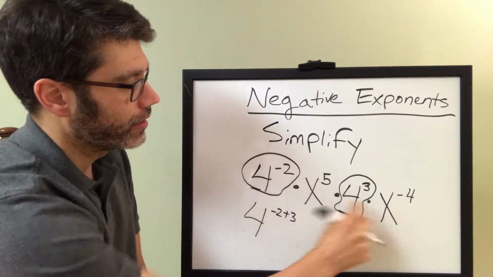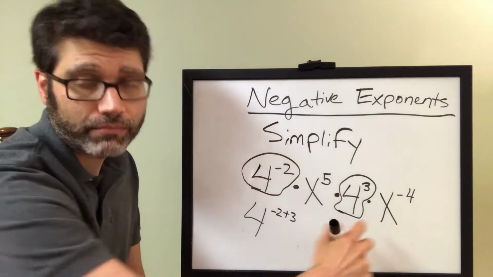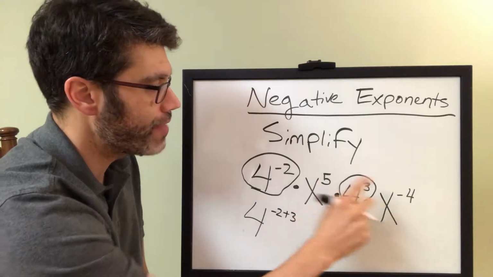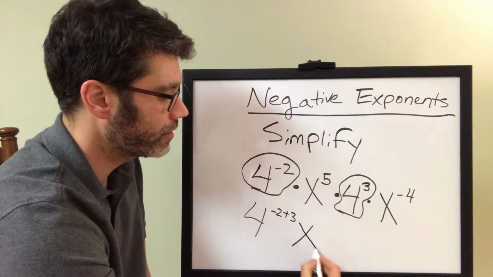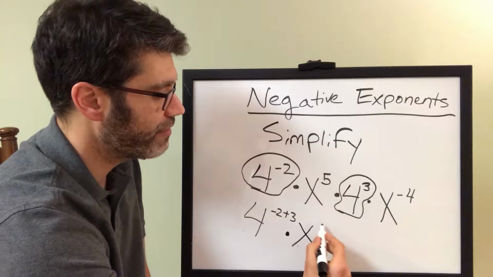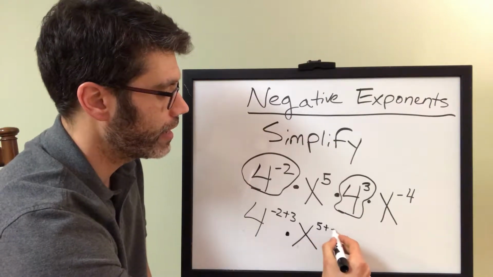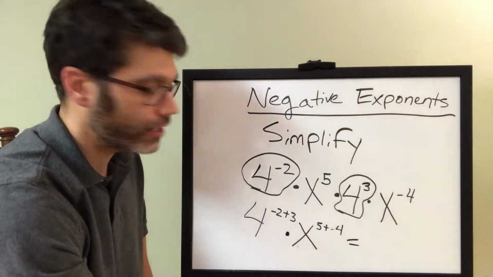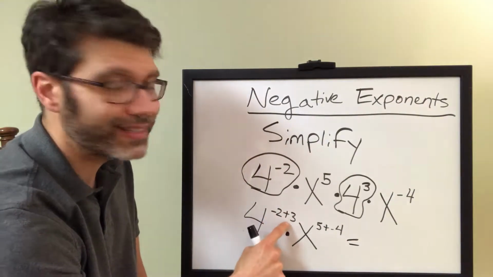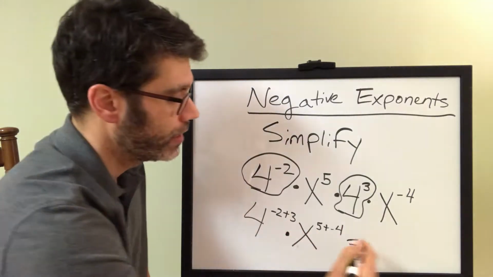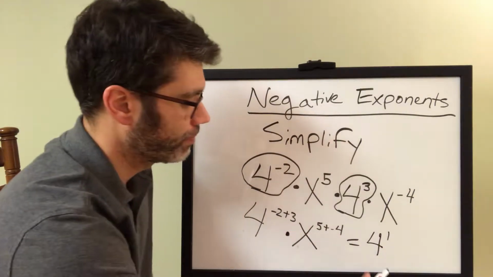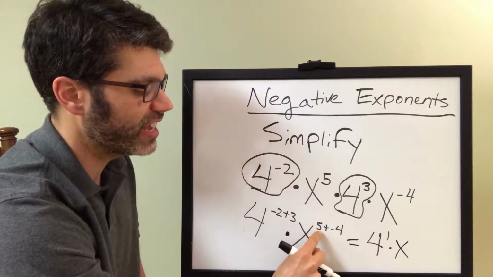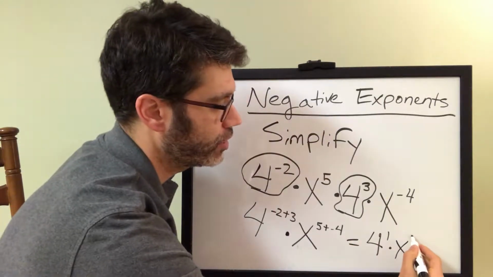And here we have two x's, like bases. Once again, what do you do when you have like bases and you're multiplying them? You add the exponents. So all this is times x to the 5 plus negative 4. We can do a little bit more work with these exponents. Negative 2 plus 3 is positive 1. So that's 4 to the first power times x to the 5 plus negative 4, that's like 5 minus 4. That's x to the first power.